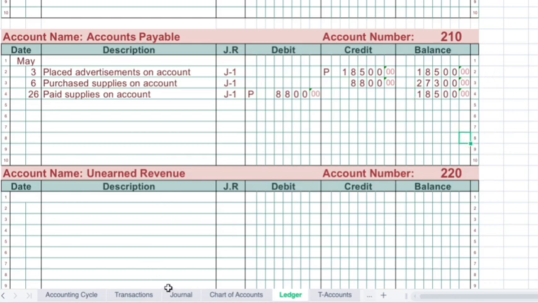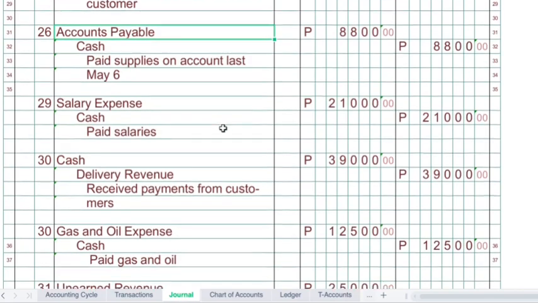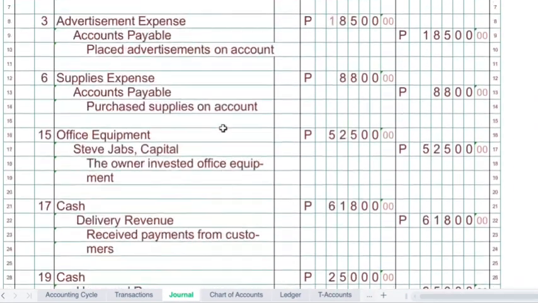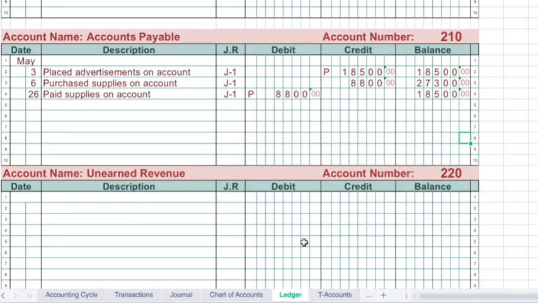Alright. So, let's see kung meron pa tayong transactions for accounts payable. Alright. So, wala na. So, yung ending balance natin for accounts payable is 18,500. So, yan yung outstanding na utang natin. So, we call this credit balance. And this is positive kasi accounts payable increases on the credit side.